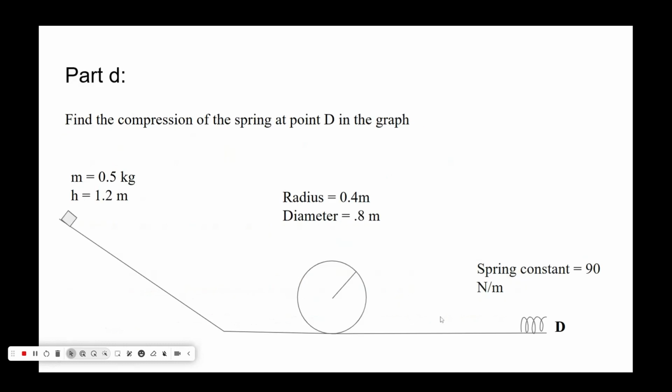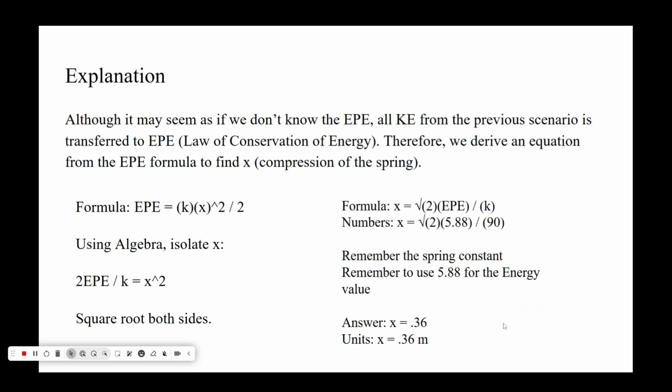So part D asks us to find the compression of the spring at point D on the graph. So we want to find how much the spring compressed, how many meters the spring compressed after collision with the block. So essentially, we want to solve for X, which is the parallel displacement or the spring compression. Again, we do not have this formula. We need to derive it from the EPE, elastic potential formula, using algebra, an essential skill for the exam.